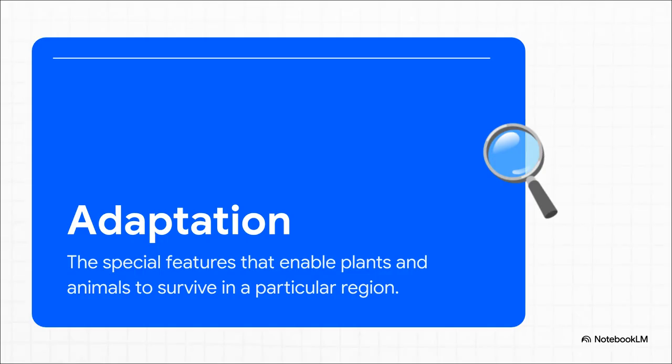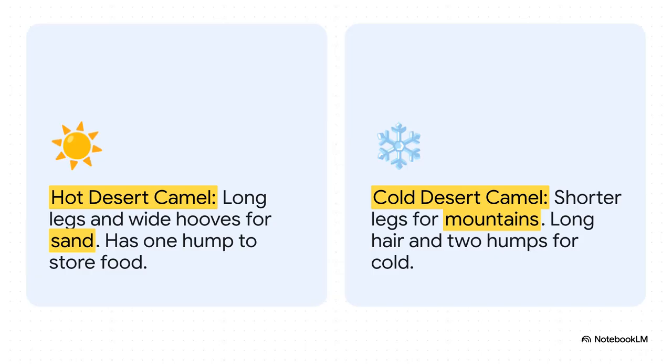The first idea is adaptation, and you can think of it like a custom-made survival kit. Every single living thing out there has a unique set of tools, these special features that are perfectly designed to help it survive and thrive right where it lives. And there's no better example of this than the camel.